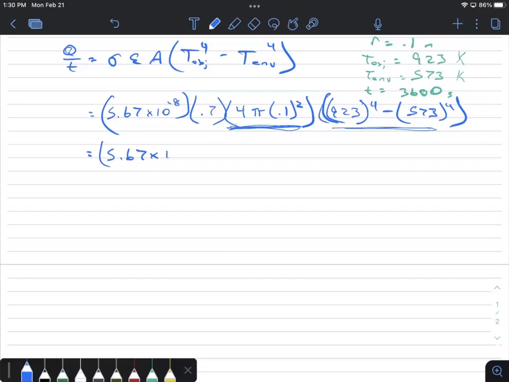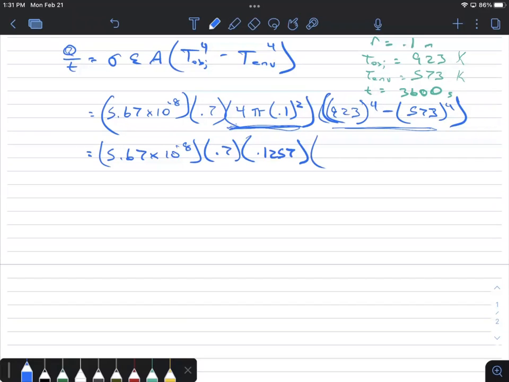5.67 times 10 to the minus 8 times 0.7. All right, now this, the area. Let me go ahead and plug that in. 0.1 squared times 4 pi. And I get that this number is 0.1257. Okay, I'm keeping a lot of decimal places because if I don't, the rounding can make the answer off of what it should be. So I just kept 4 places here because I know in my answer, I'm probably only going to keep 2 or 3. So if I keep 4 in the problem, I should be pretty good.